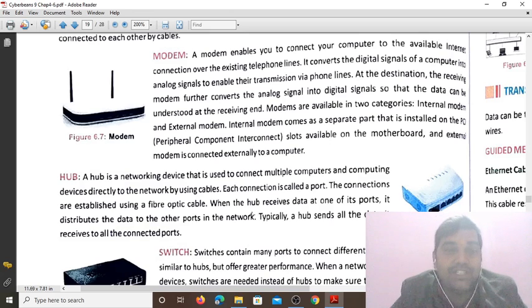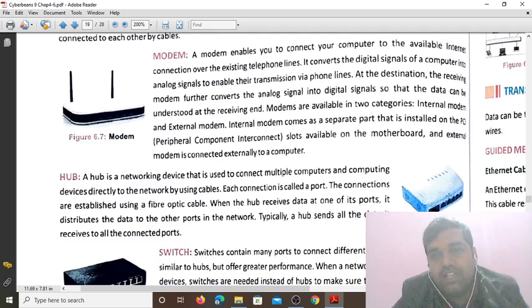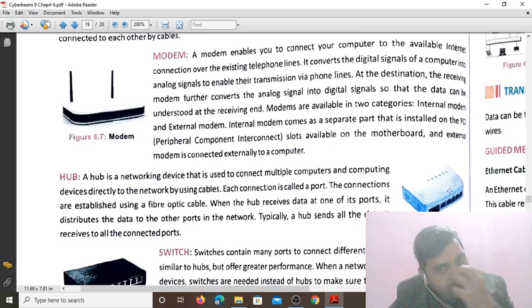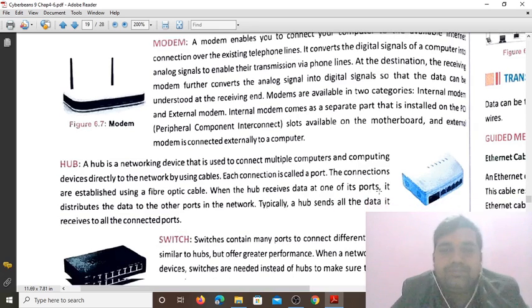Whatever information computer A wants to transmit to computer B, that information will be transmitted by the hub to all the computers. Suppose five computers are connected with this hub. If computer A sends information to the hub, the hub will share all that information with the other four computers also. So this is the oldest technology. Nowadays, no one is using the hub.